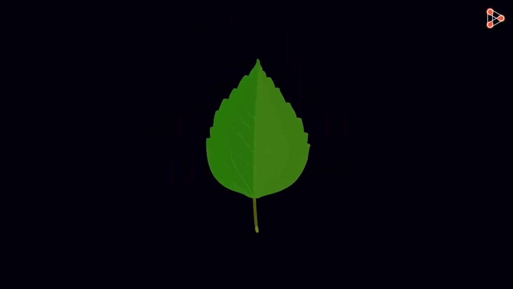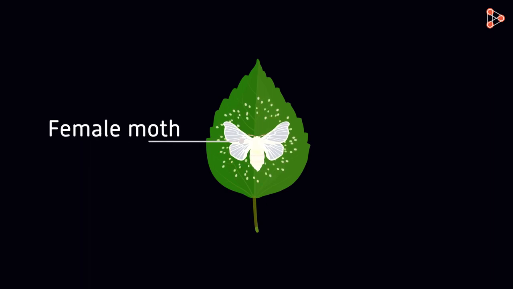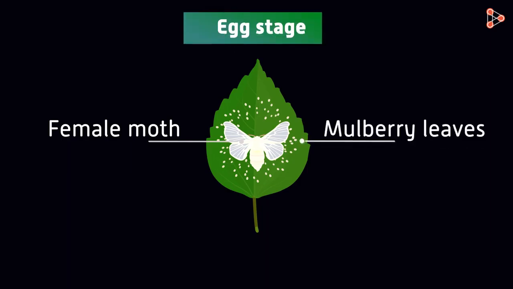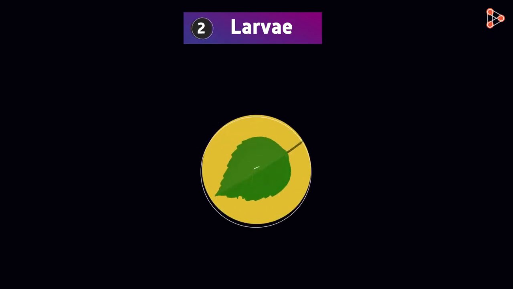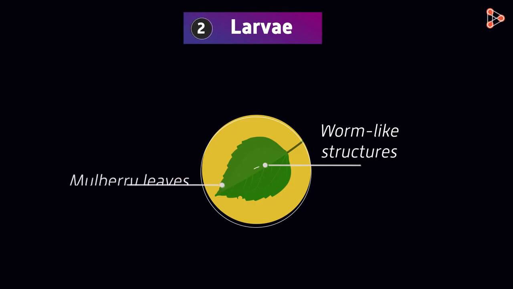To begin with, the first stage is where the eggs are laid by the female moth on leaves. Which plant leaves are preferred by the moths? It is the leaves of plants like mulberry which are preferred. So the egg stage is the first stage. The next stage is where the eggs develop into larvae. Larvae are forms that appear somewhat like this. Yes, the worm-like structures. The larvae grow in size by feeding themselves on the mulberry leaves.